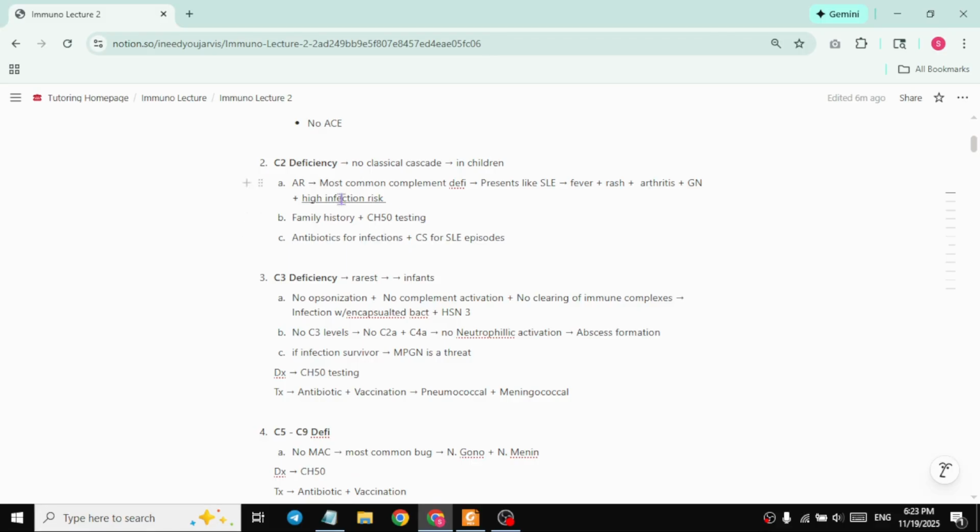Next, coming to C2 deficiency. In C2 deficiency, if you remember, usually there's no classical cascade. And if you don't have the classical complement cascade, especially in children, because this is a genetic disease, usually autosomal recessive, you see that this is one of the most common deficiencies. And this presents like SLE. So what you end up seeing in the child is fever, rash, maybe some joint pain, and eventually this turns into glomerulonephritis or maybe even a high infection risk.